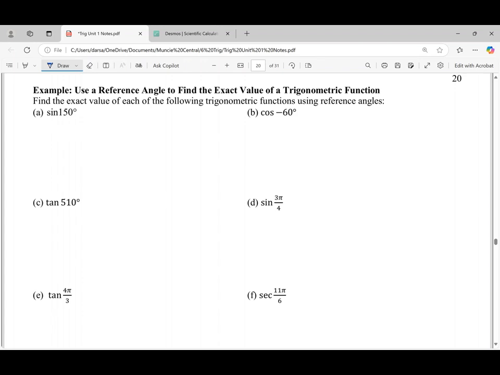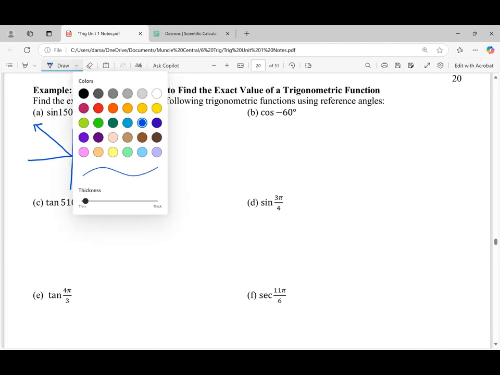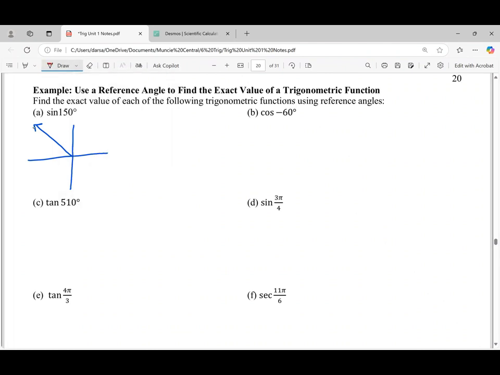There's going to be the same couple of steps that we're going to go through to do this every time. Number one, you have to draw the angle in the proper quadrant. 150 degrees is between 90 degrees and 180. That's a quadrant 2 angle. Next, we have to find the reference angle.